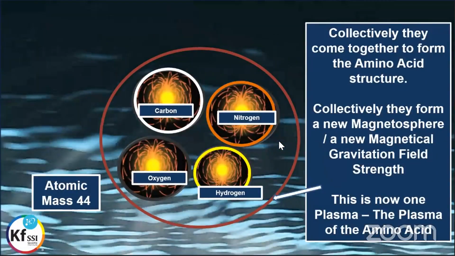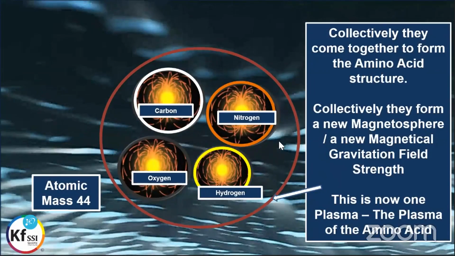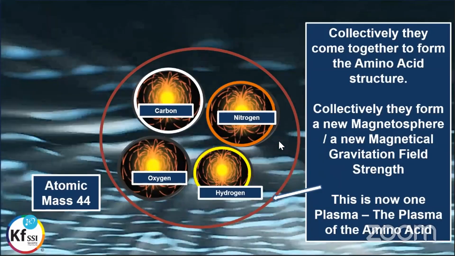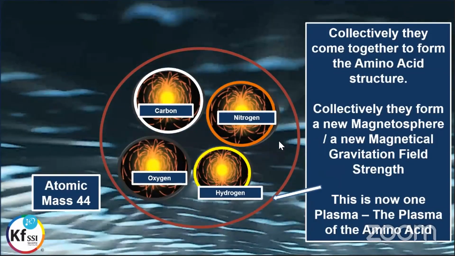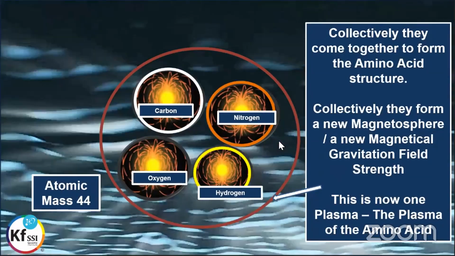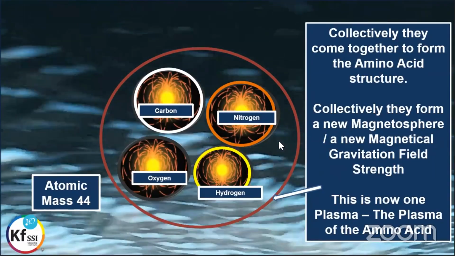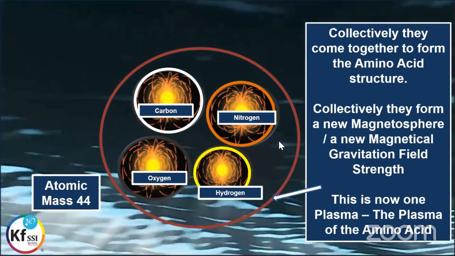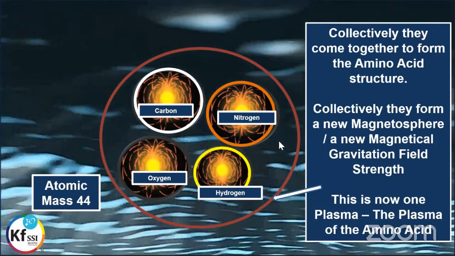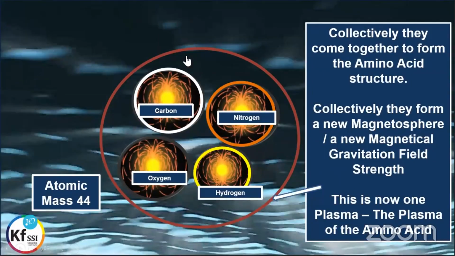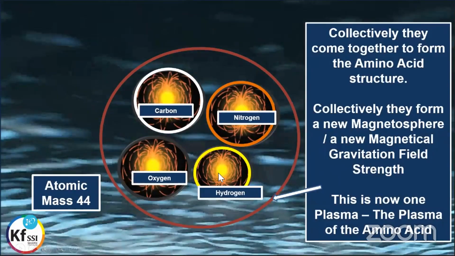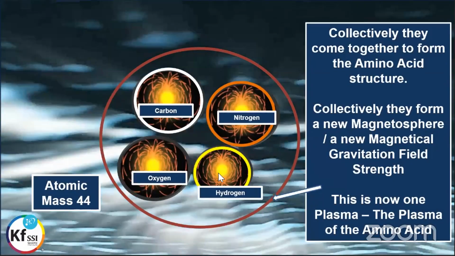Now, when you put this in as the amino acid, collectively they come together to form the amino acid structure. And collectively they form a new magnetosphere, a new magnetical gravitational field stream. So this is now one plasma, the plasma of the amino acid structure. An individual carbon on its own has its plasma and a magnetosphere, but in the interaction of these four coming together, they form their own entity, their own magnetosphere, and that is the amino acid.